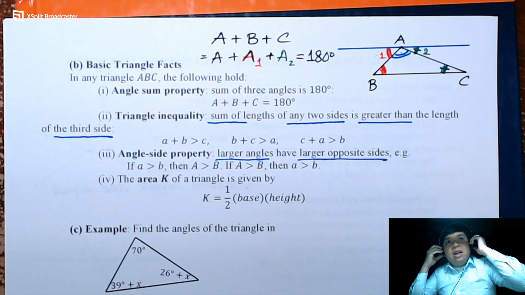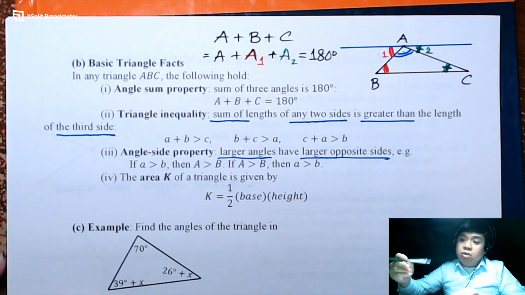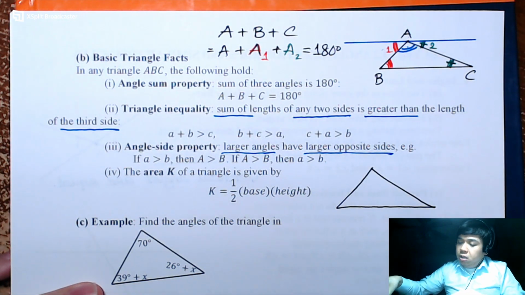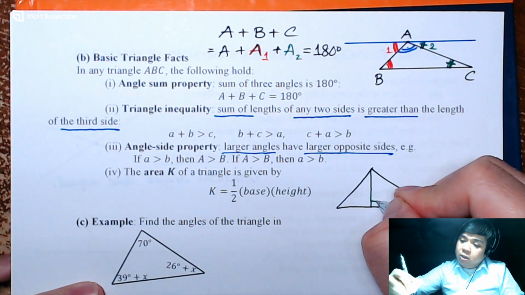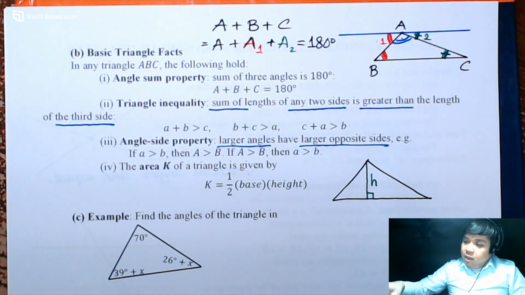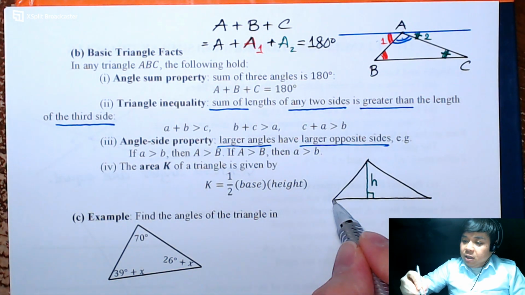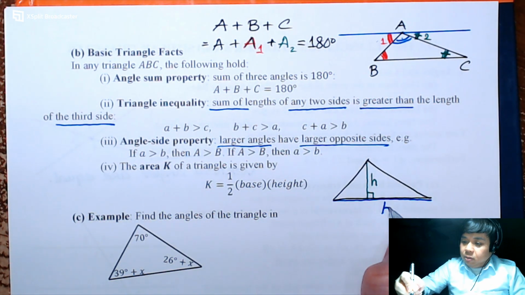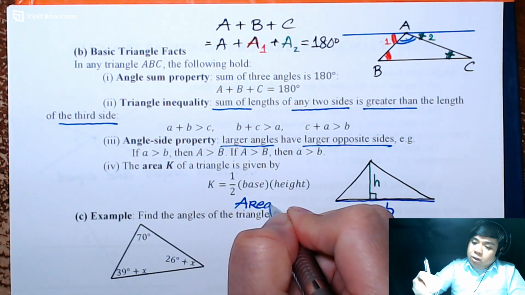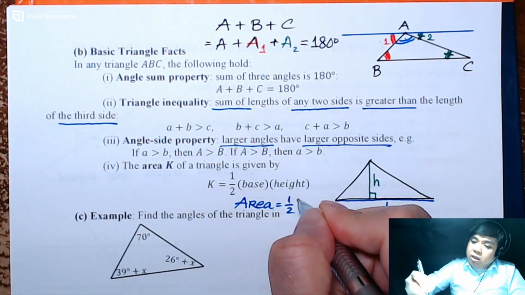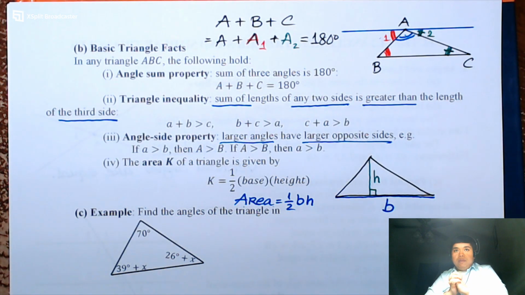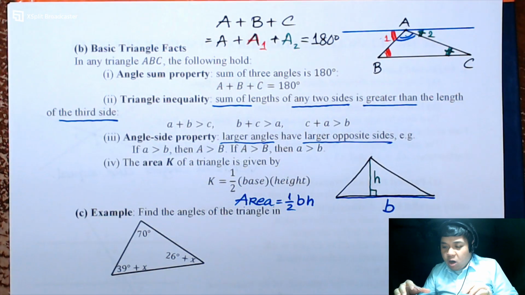Okay, and next we have the area of a triangle, just 1/2 base times height. If we draw the height, and this is the base, so the area is 1/2 base times height. Okay, right, so those are some facts about triangles.